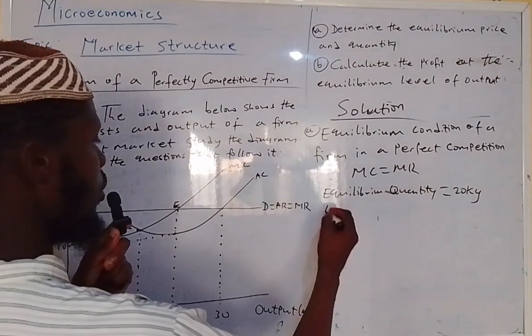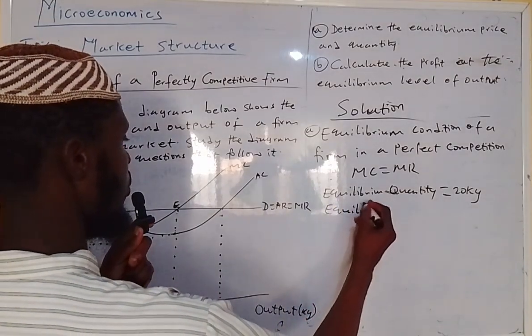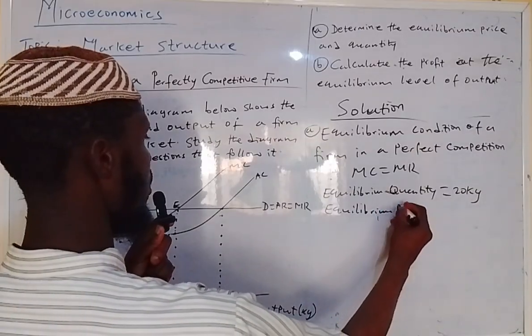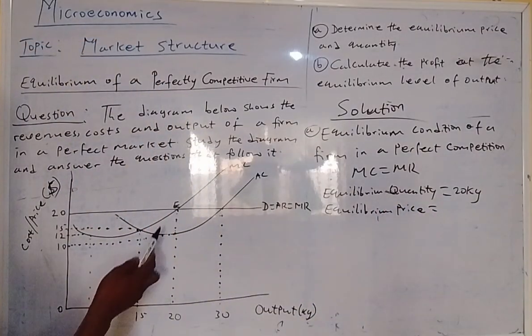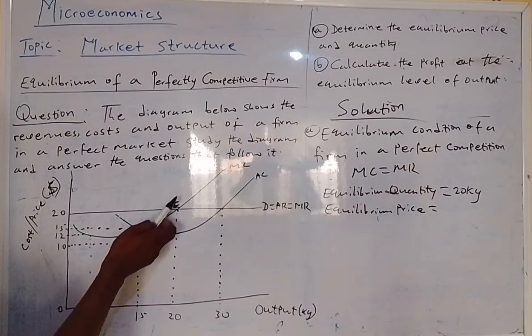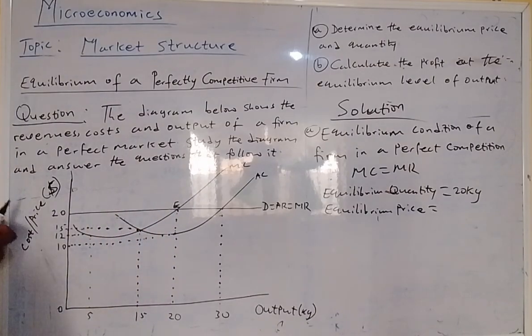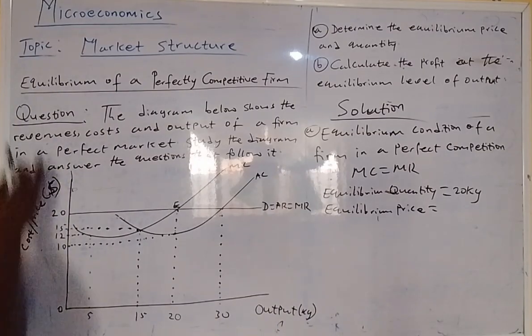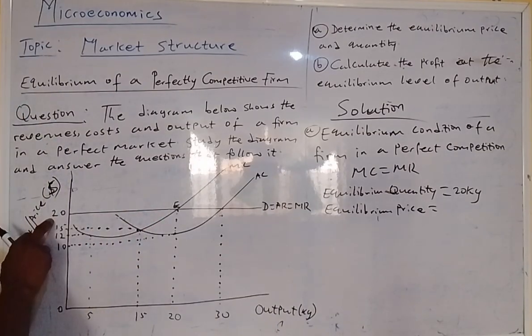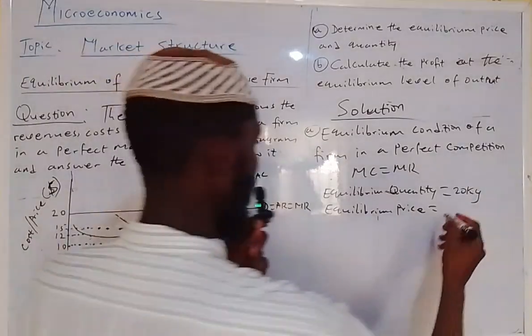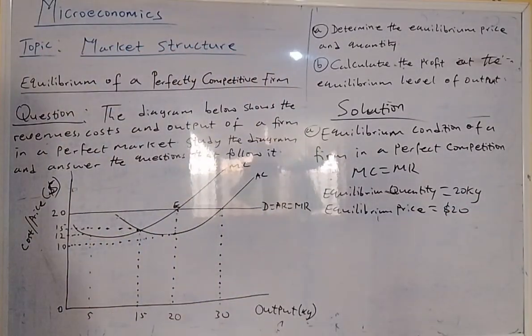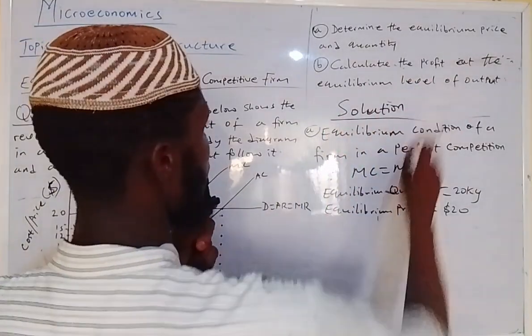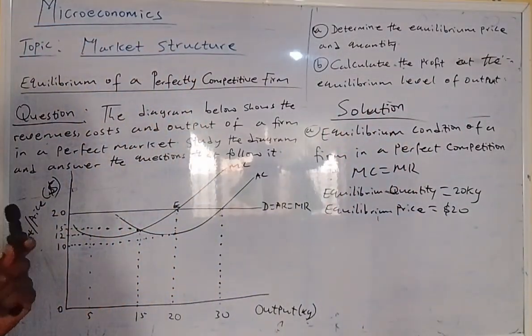So what about the equilibrium price? The equilibrium price will be the corresponding price. Look at here, this is the equilibrium. So I will trace it to the price axis here. We have price along the y-axis. I have $20 there. So my equilibrium price is $20. Can you see? Then the next question says, calculate the profit at the equilibrium.